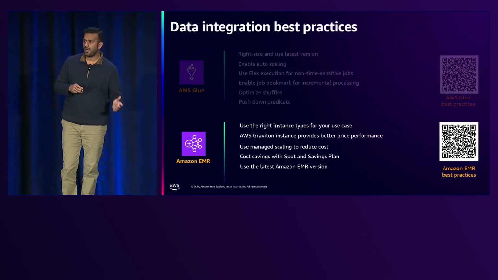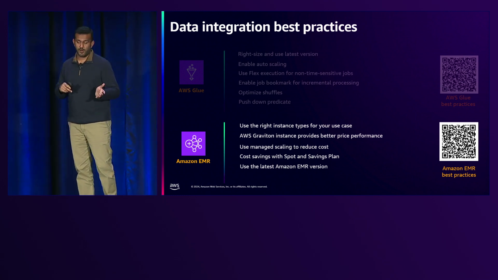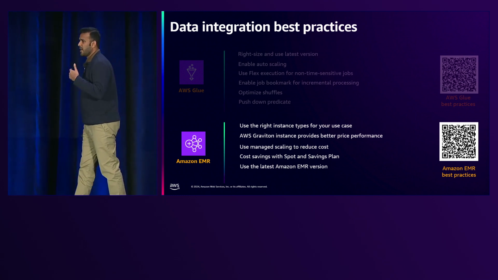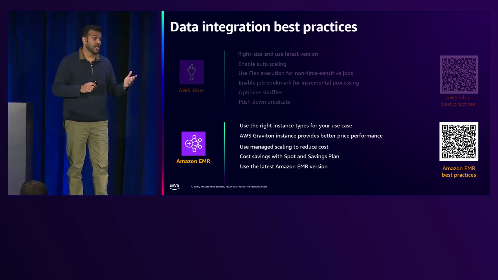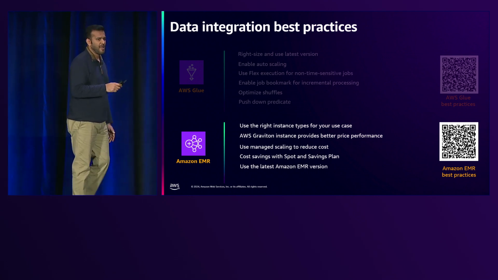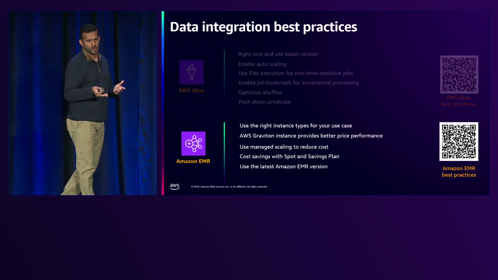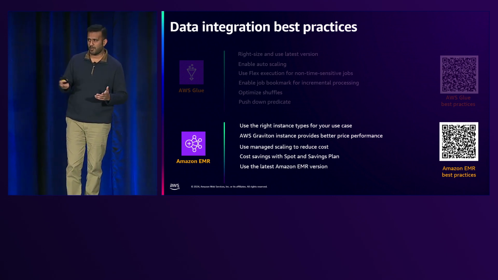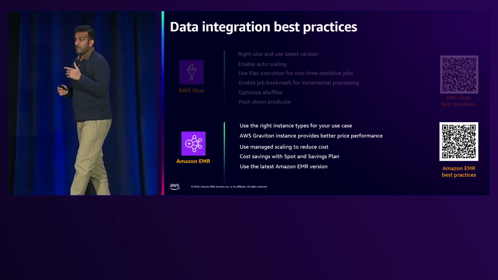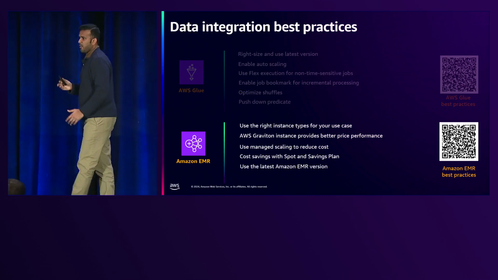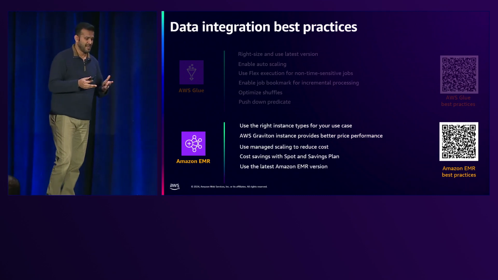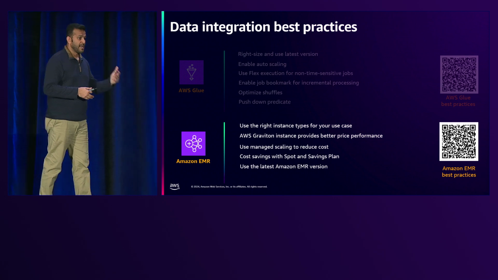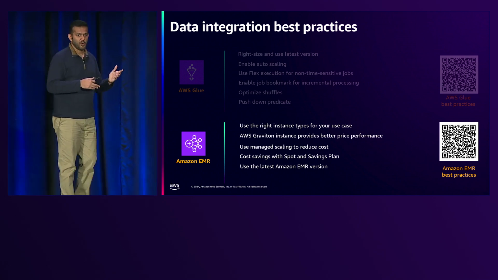With Amazon EMR, and this is especially for EMR on EC2, make sure that you're using the right instance type for your use case. So if you have a compute-heavy workload, make sure that you're using compute optimized. For memory-heavy, use memory optimized, and so on. Using Graviton instances usually provides you considerable price performance compared to x86. So that is just a way for you to get price performance benefits without having to go and tune your code.